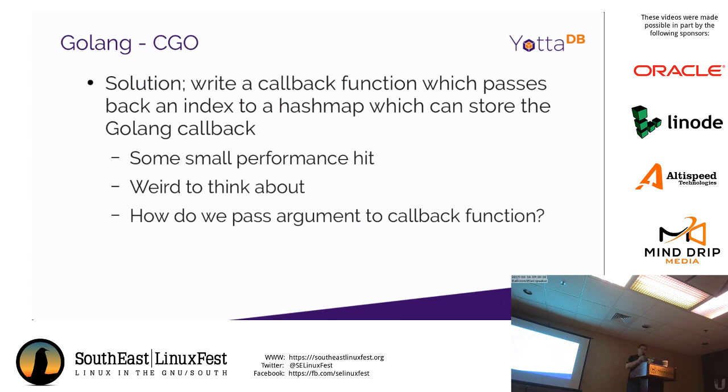The more interesting question is, how do we pass arguments to the callback? Because we can't have the callback take an arbitrary number of arguments, since we have to declare the expected prototype in our Go code, right? Anybody have thoughts on this one?